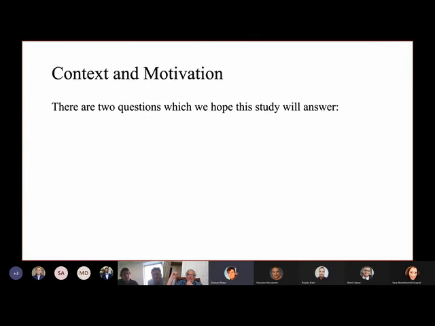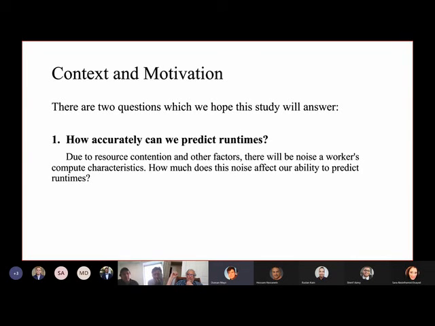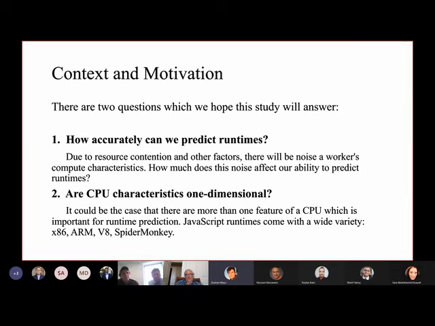There are also two questions which we hope this study will answer. Firstly, how accurately can we predict runtimes in the first place? Even with the best benchmarks and the best analytics, there's still going to be noise in a worker's compute characteristics due to things like resource contention. And so we need to understand how accurately we can predict these things.